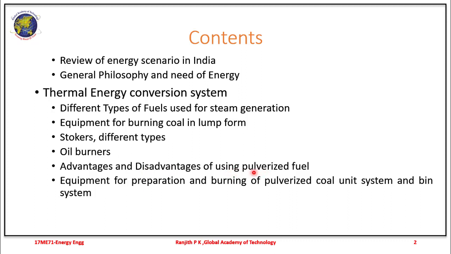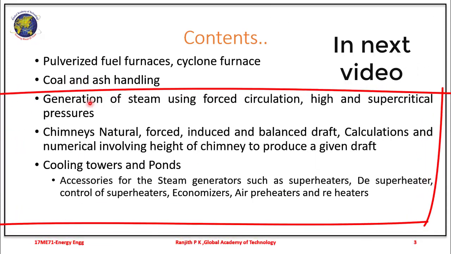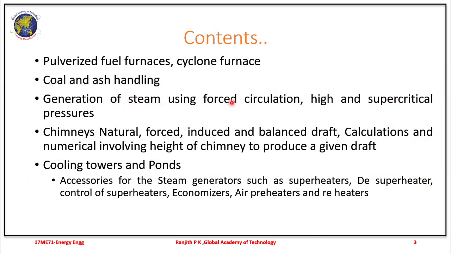of using the pulverized fuel, the various equipment used for preparation and burning of the coal, then the various fuel furnaces used, then further the coal and ash handling system, then we look at the generation of steam using various methods of boilers. We look at chimneys and its types, then calculations involving the height and to produce a given draft, then look at the cooling ponds and towers, then accessories used for the steam generation.